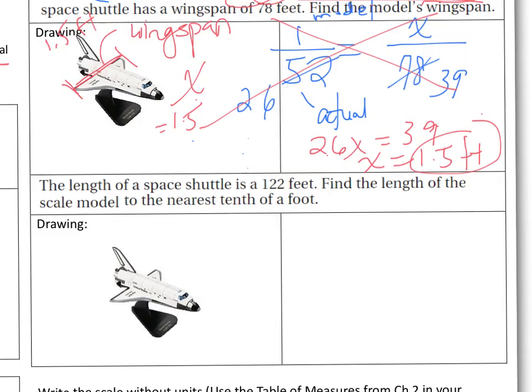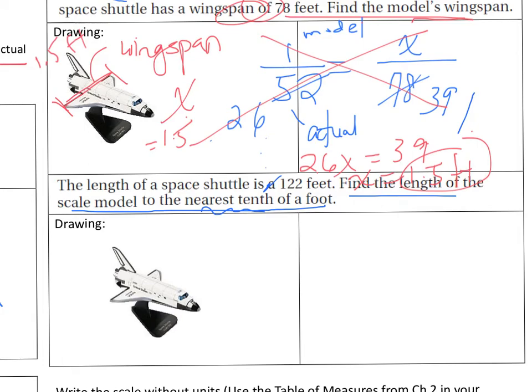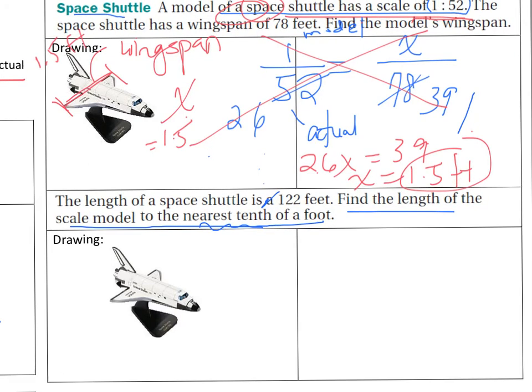Let's do another word problem. The length of a space shuttle is 122 feet, so that would be the actual distance or the actual length. Now your question wants you to find the length of the scale model to the nearest tenths of a foot. So we have to round that to the nearest tenths, meaning one number after the decimal point. I know that the scale of this model from the first part of my word problem is 1 to 52. So again, I will use 1 to 52.